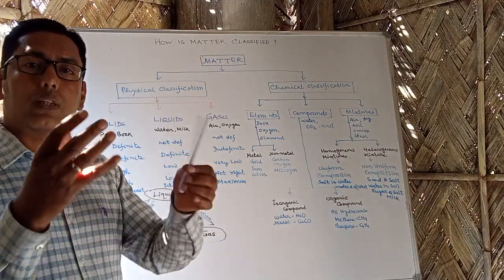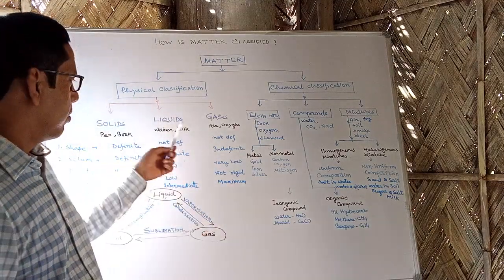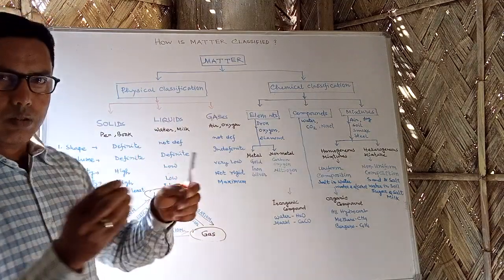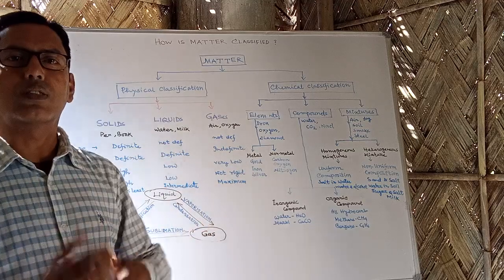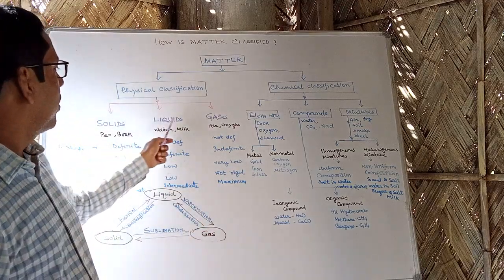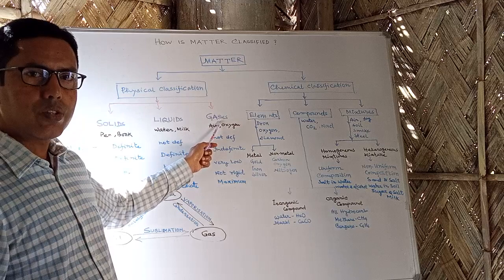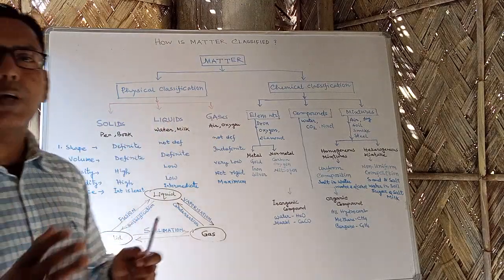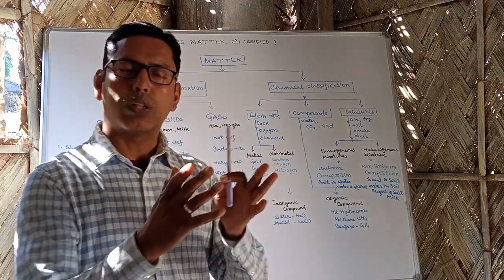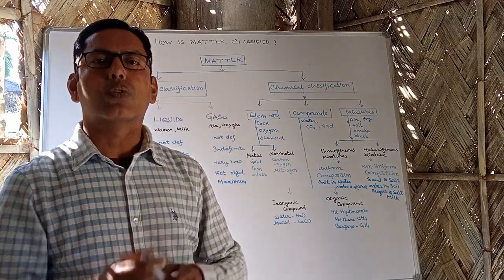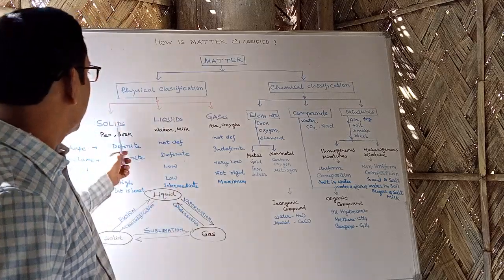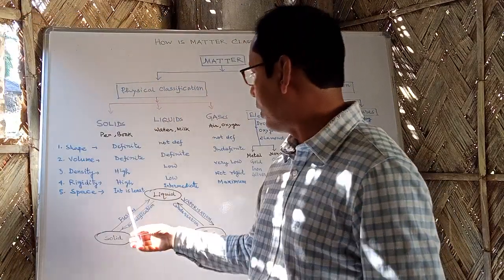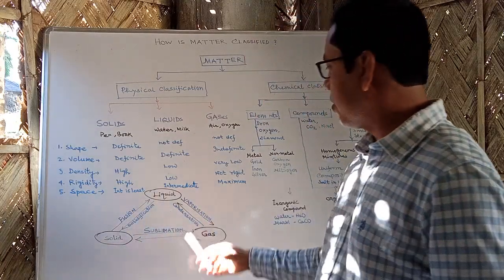And what are their characteristics? They possess some characteristics. We can change one state to another. Solid can be converted into liquid, liquid can be converted into gas, gas can be converted into liquid, and liquid can be converted into solid. How? By applying temperature and pressure, we can change one state into another. So what are the names of these conversions?